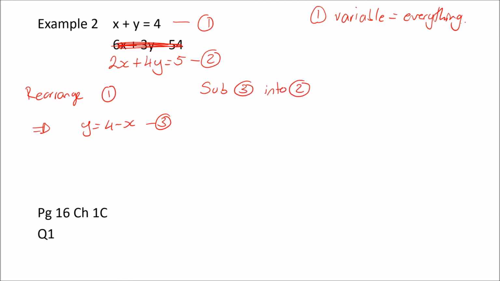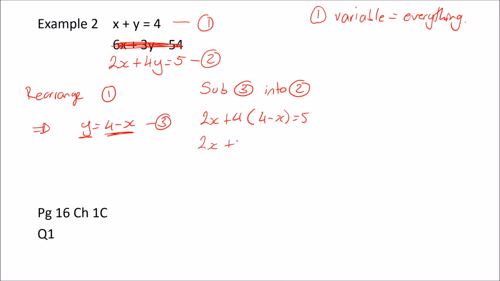Make sure once you've rearranged it, you don't sub it back into the same equation. So my equation 3, I would not be able to sub it back into equation 1. Not going to work. It's going to get real confusing. If that happens, you know you've subbed it into the wrong spot. But now I have my variable equals everything else. I can sub that into my other equation. So 2x plus 4 times 4 minus x equals 5. Done. Now I just need to rearrange.